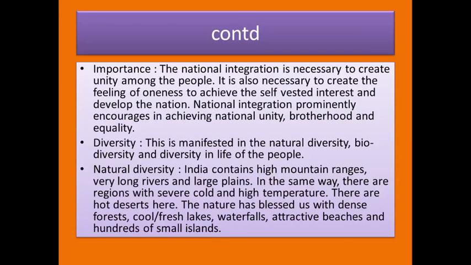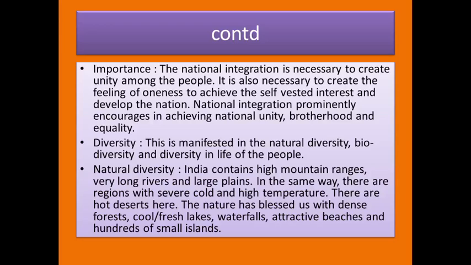Importance of national integration. Why we should give importance to national integration is very much necessary because it creates unity among the people. It is also necessary to create the feeling of oneness and also to achieve self-vested interest and develop the nation. National integrity prominently encourages in achieving national unity, brotherhood, and equality.